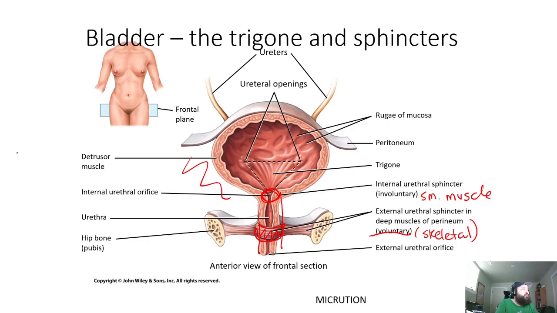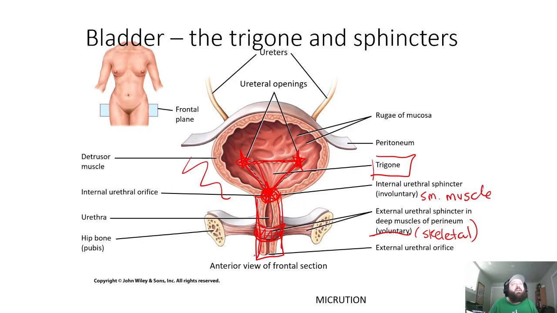Another term you might encounter is the trigone. The trigone is this triangular area right here that's created by the combination of 3 points: the 2 points at which the ureters enter into the bladder, right there and right there, and also the opening for the internal urethral orifice, which is right there. So collectively, that makes a triangle. And in subsequent lectures, we will talk about the histology of the urethra.